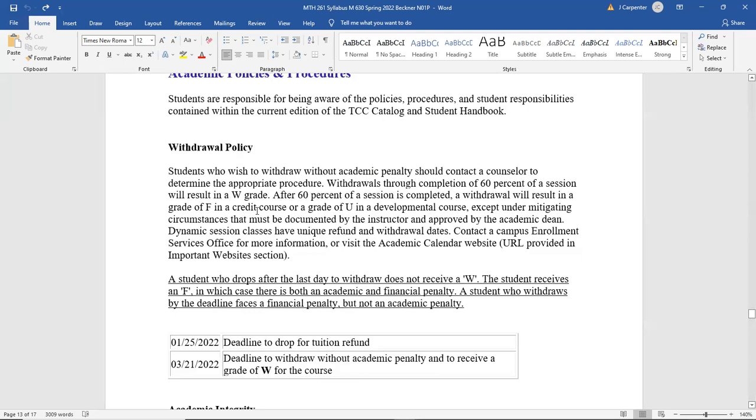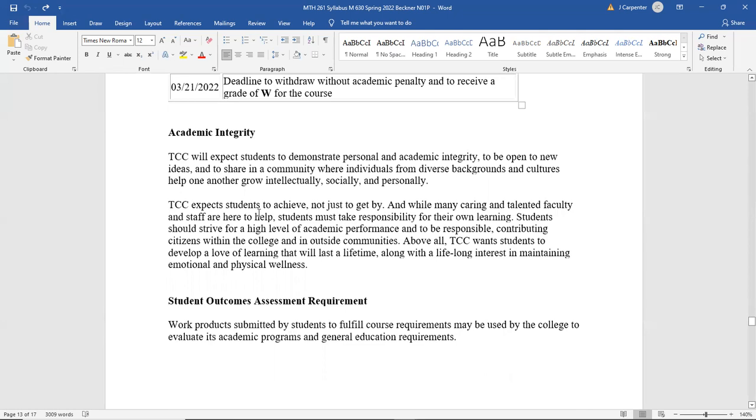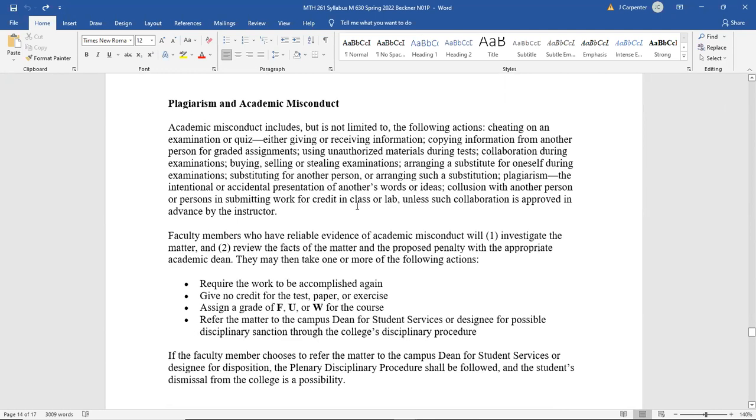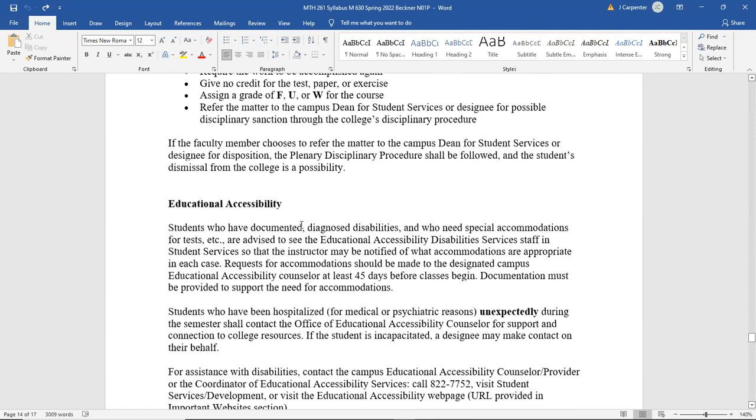Academic integrity. It's cool if you want to work on your homework together. I certainly don't mind that, but your tests need to be your own work, your own handwriting. Again, that's part of why I ask you to show your work and submit it in Canvas. Plagiarism, academic misconduct, all that goes together. This syllabus is 17 pages long and half of it's just repeating itself. I have no control over that. My input on the syllabus is very minimal.